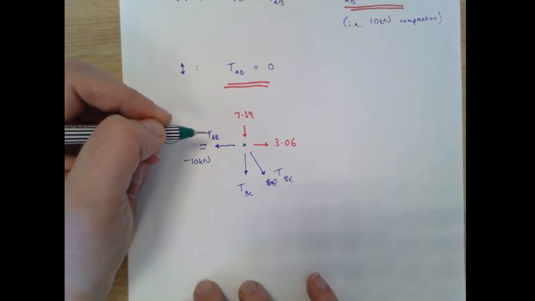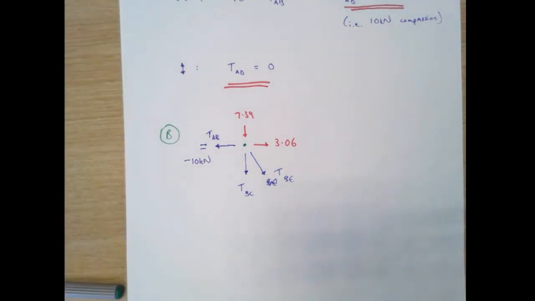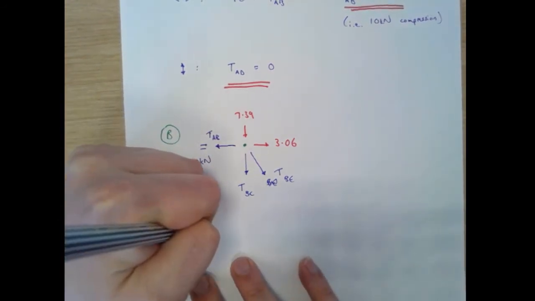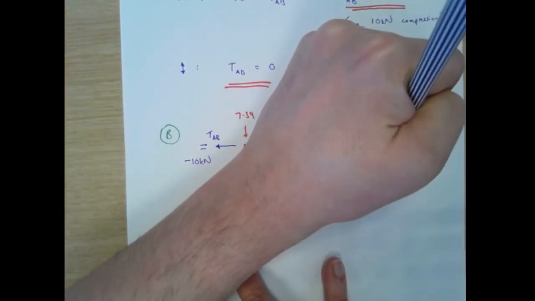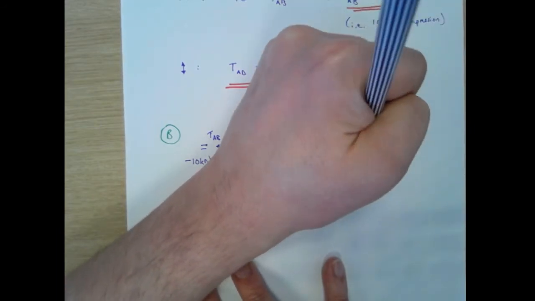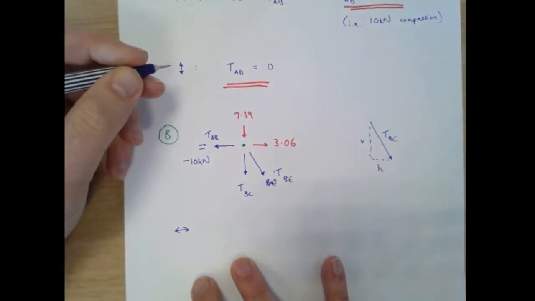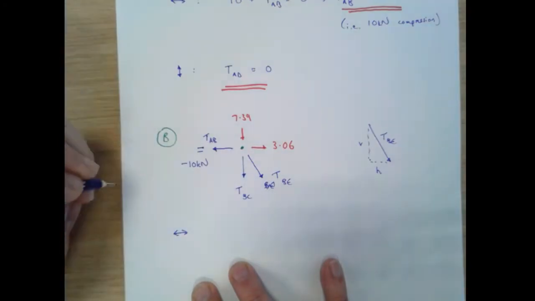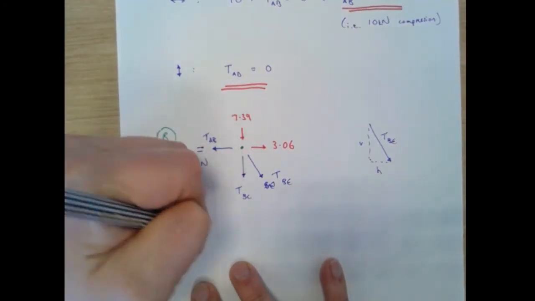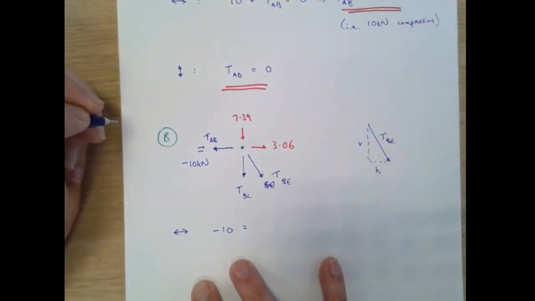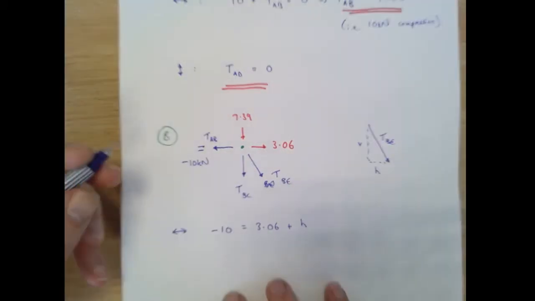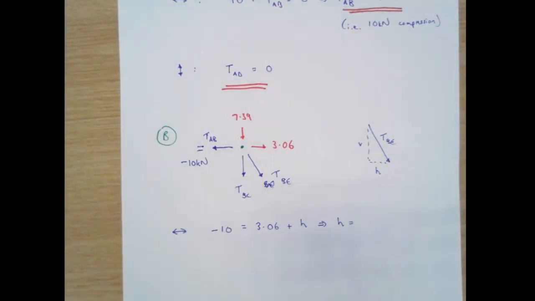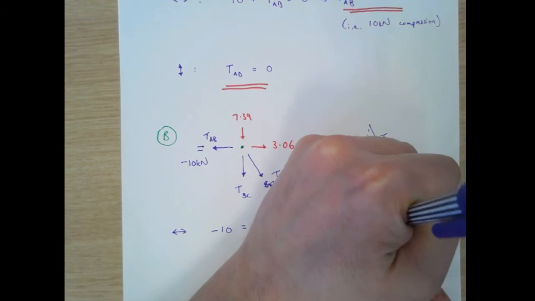Okay. So what we can do is, first of all, resolve some forces horizontally. And what we'll get is, if I just look at TBE, which is at an angle of 22.5 degrees, and give it another vertical and horizontal component, then forces acting to the left, which is minus 10, equals forces acting to the right. That's 3.06 plus H. And therefore, H equals minus 13.06 kilonewtons.